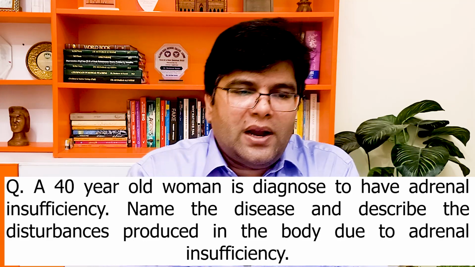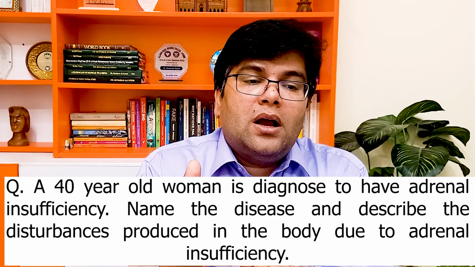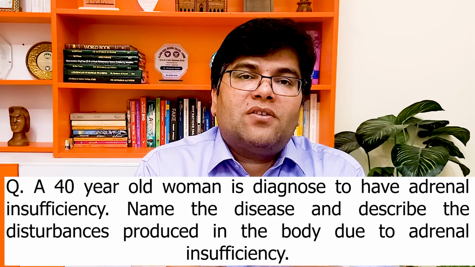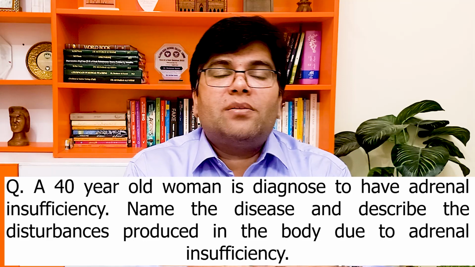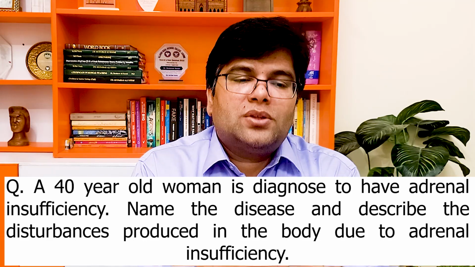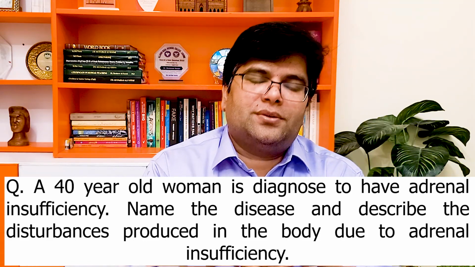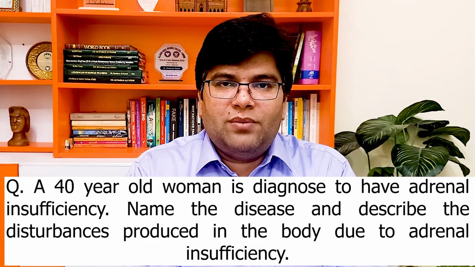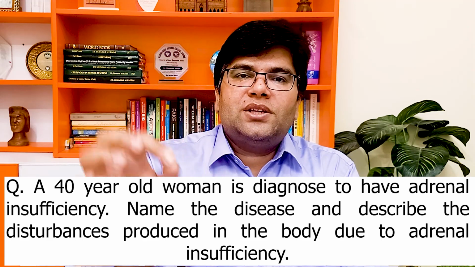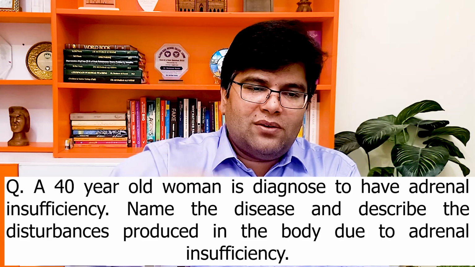Because of deficiency of aldosterone, there will be decrease in blood pressure. There will also be hyperkalemia, because there will be less loss of potassium, so potassium level in the blood will increase. And also because there will be less loss of hydrogen in urine, there will be metabolic acidosis because of retention of hydrogen ions in the blood. And due to glucocorticoid deficiency, there will be hypoglycemia, because normally cortisol increases your blood glucose level, and in case of decreased cortisol level, glucose level will decrease.